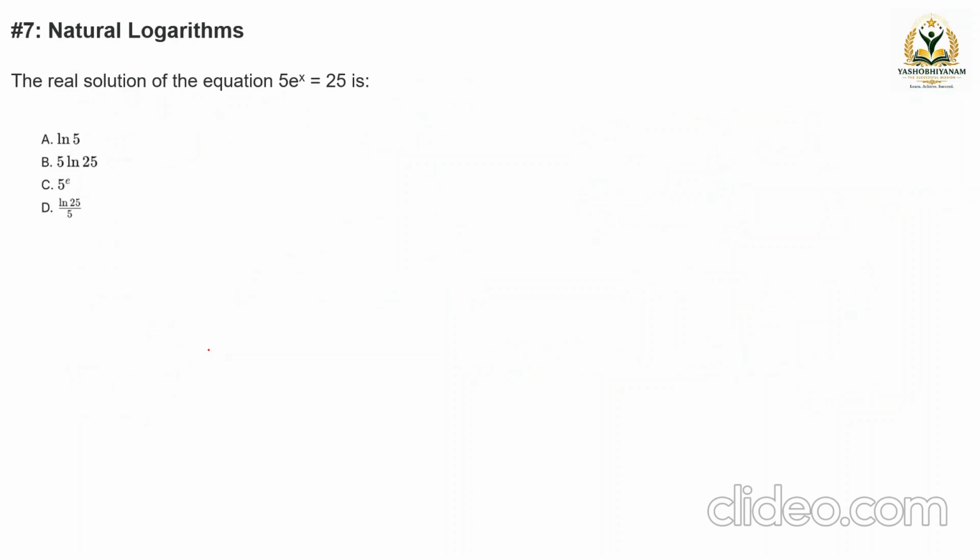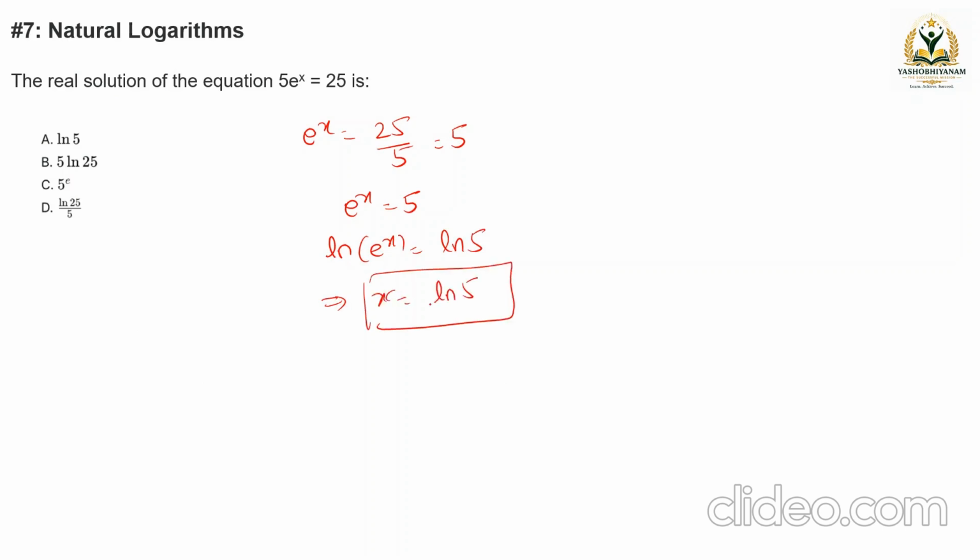The real solution of the equation 5e^x = 25, very simple one. I would divide by 5 throughout. So 25 over 5 is equal to 5. e^x is equal to 5. Take ln on either side. You would have ln of e^x is equal to ln 5. So this would mean that x is equal to ln 5. That's all, this is the answer. So ln 5 is actually a real solution. Therefore the answer has to be that option.